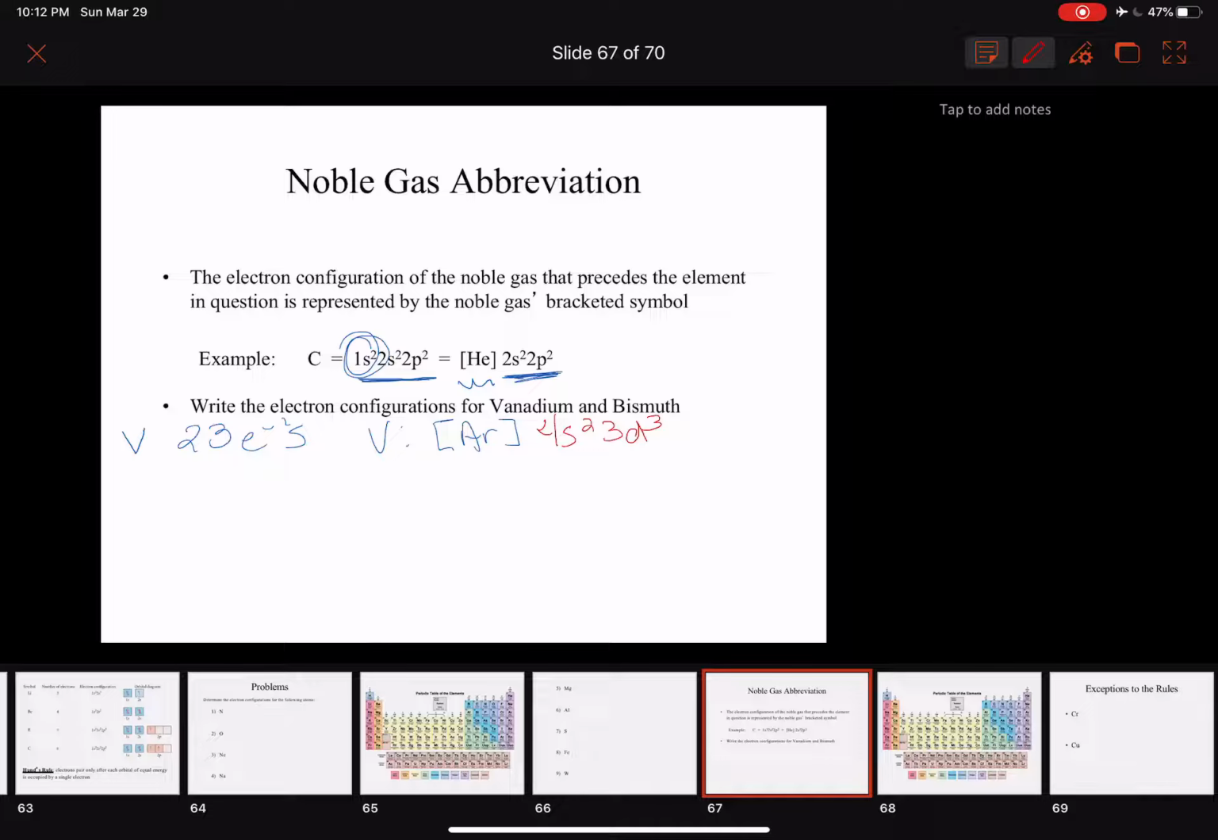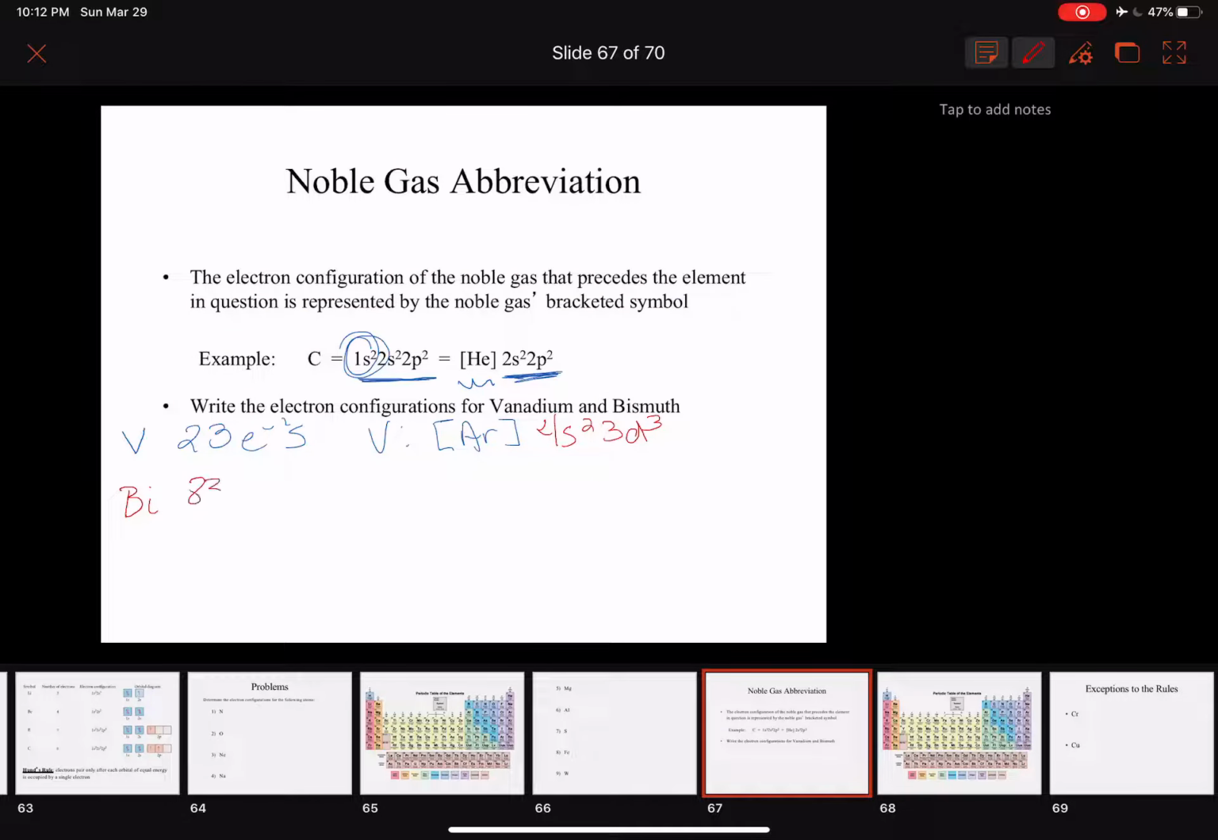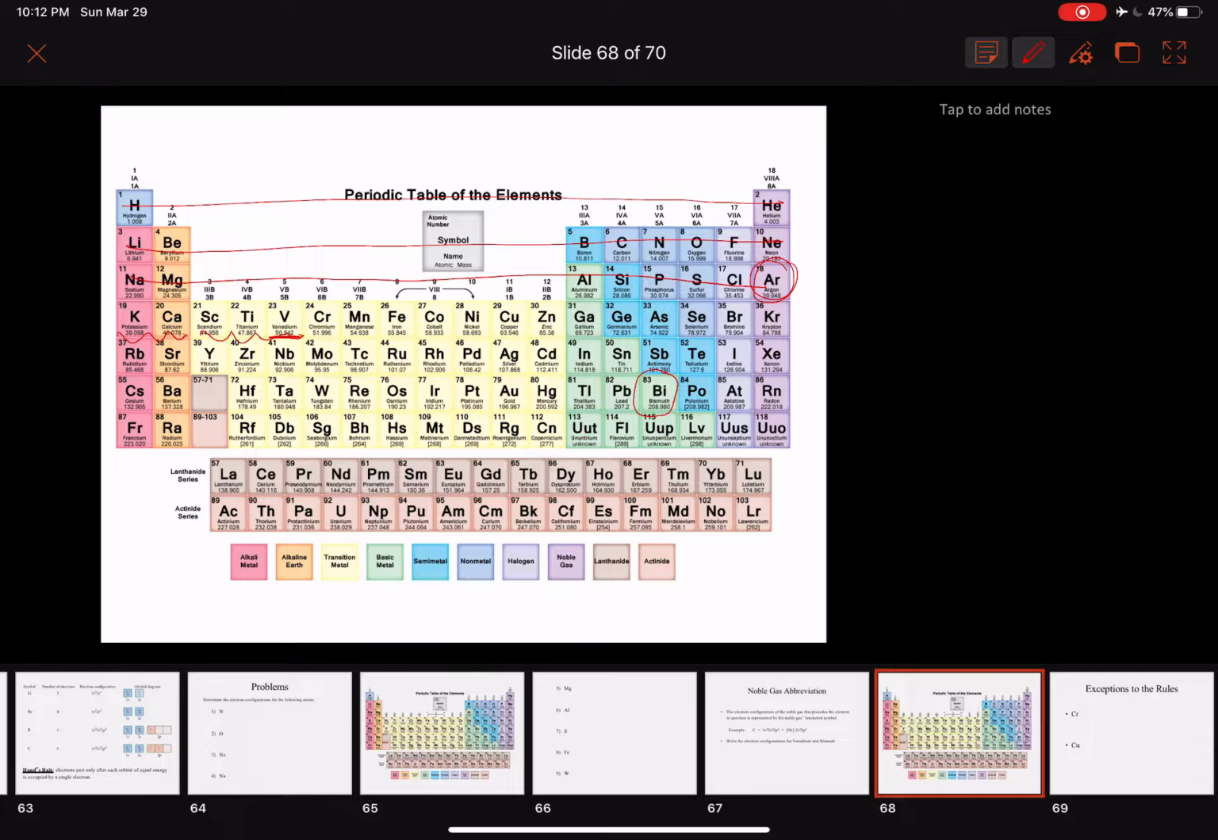It saves you time, especially if you have something like bismuth. So bismuth, we would find it at atomic number 83. So we've got 83 protons and 83 electrons. That's a lot of electrons. So what we would say is bismuth's electron configuration is this, and we'd look up its previous noble gas. So we have to go backwards this way and see that the previous noble gas is xenon.